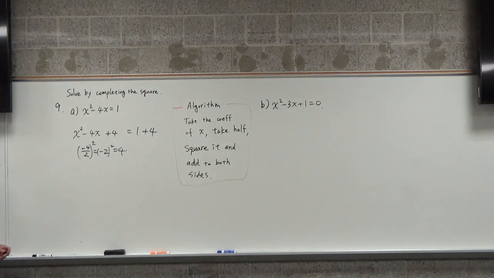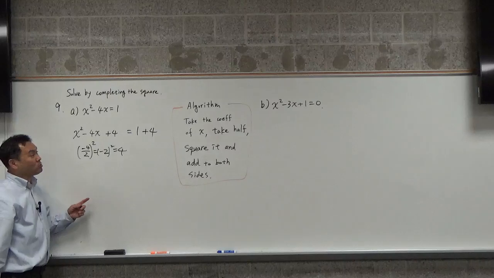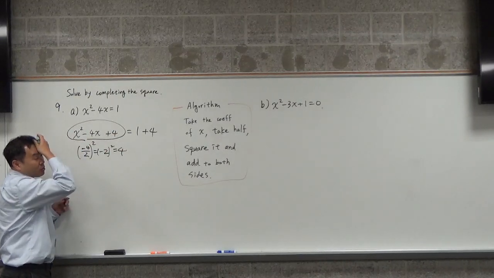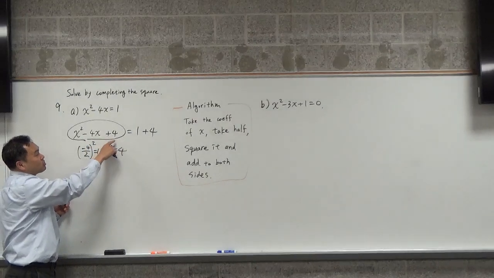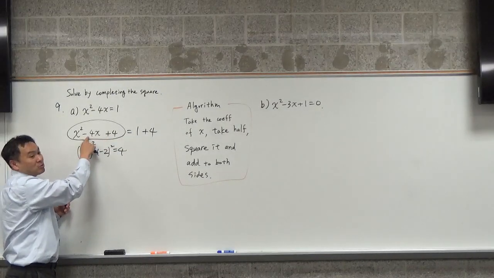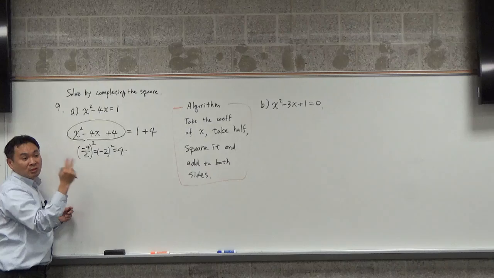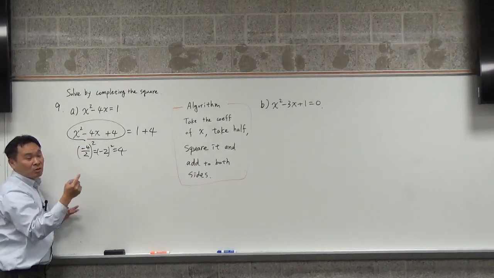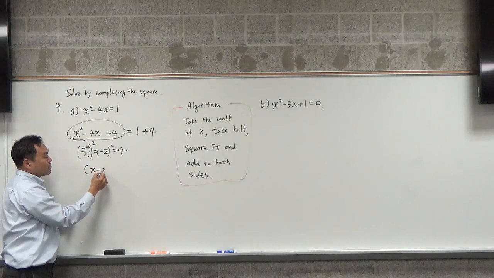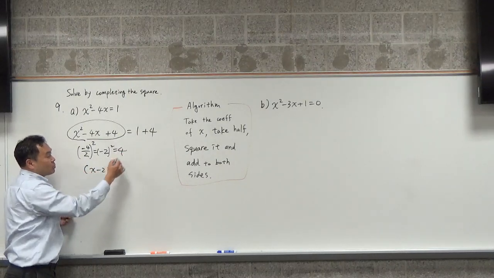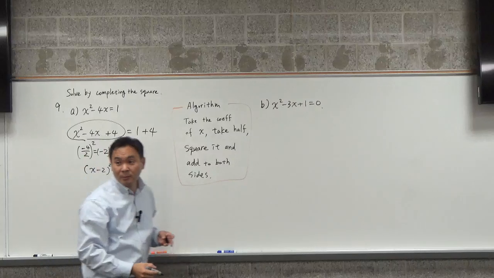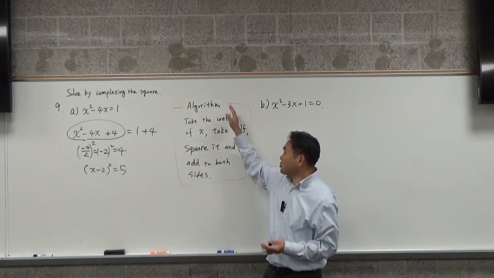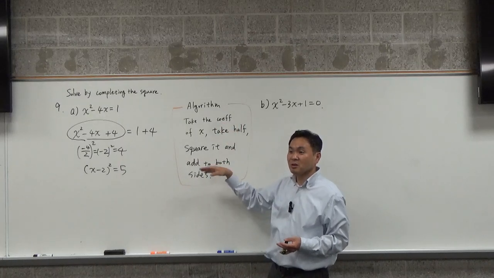Once you figure out that +4 is what you should add, then the left side will naturally become a square. Look, what are two numbers that multiply to 4 and add to -4? -2 and -2. So this factors as x minus 2 times x minus 2, which means it's x minus 2 squared equals 5.